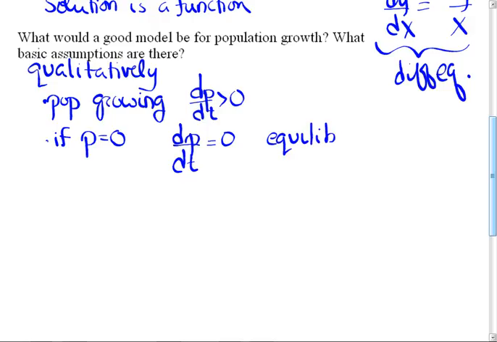And you can get a whole course on solving differential equations. Lots and lots of tricks to solving these things. Now, what if the population is decreasing? Because can that happen? When would the population be decreasing?